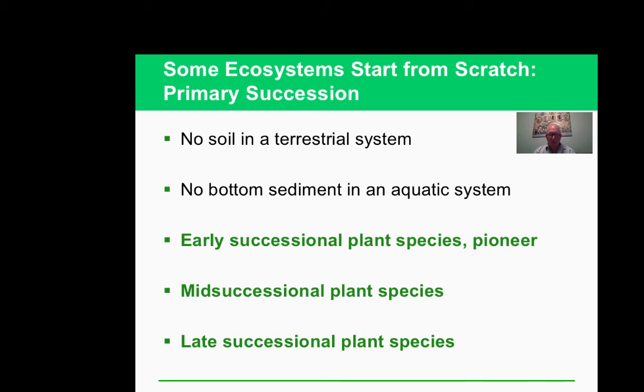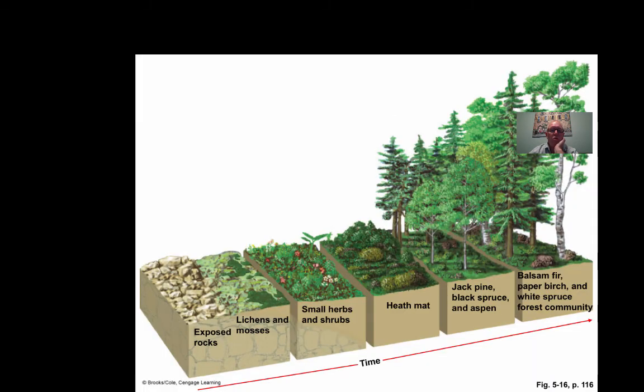So then you have species that will come in at the beginning and are able to handle living in those environments. And then as it develops, different species will come in, and then there's the end of the setup there. So that's the idea of the different successional species that you could be talking about.